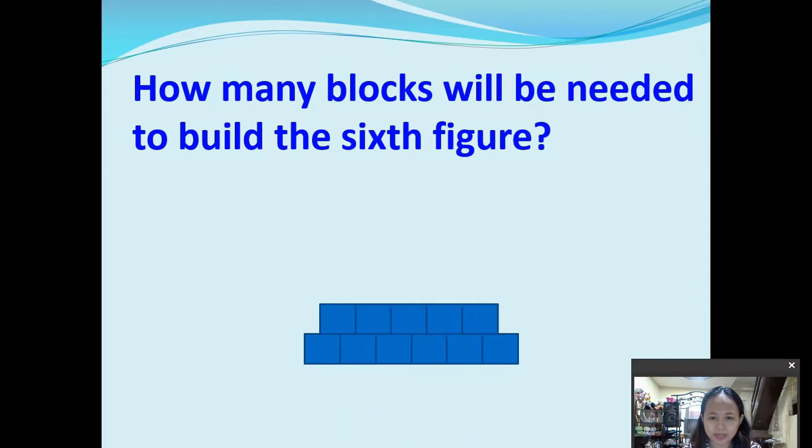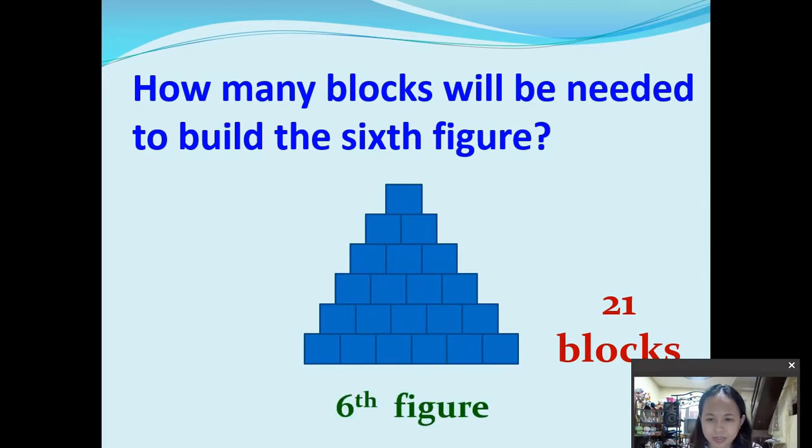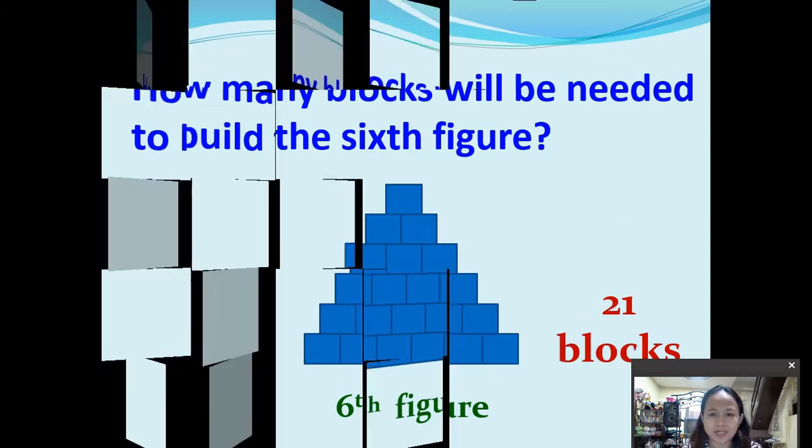Now, to complete the number of blocks for the sixth figure, if you still remember, for the fifth figure, we add 5. For the fourth figure, we add 4. For the third figure, we add 3. For the second figure, we add 2. And this is our first figure. So if we are going to count the total number of blocks for this figure, we have 21 blocks. So this is our sixth figure. Let's count the number of blocks. We have 1, 2, 3, 4, 5, 6, 7, 8, 9, 10, 11, 12, 13, 14, 15, 16, 17, 18, 19, 20, 21. So we have a total of 21 blocks.